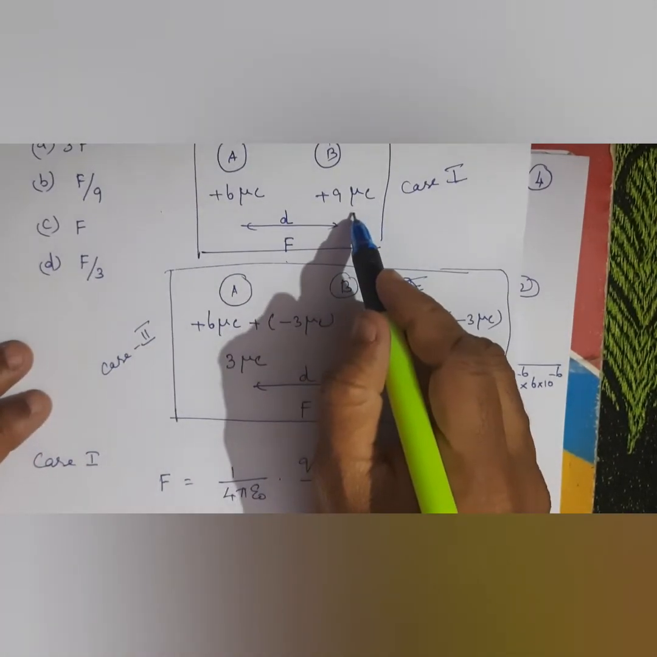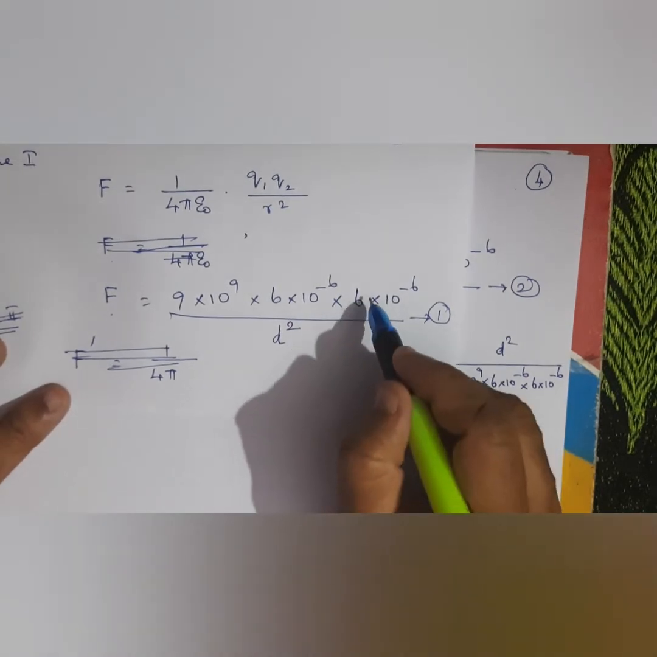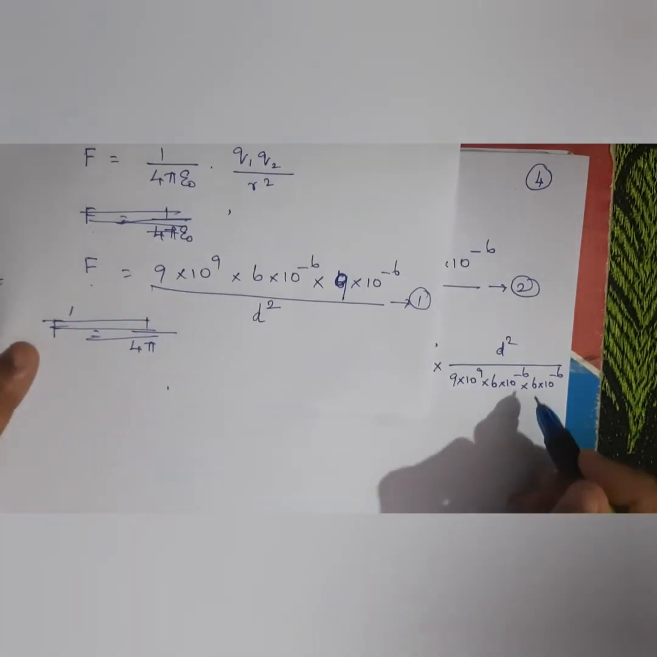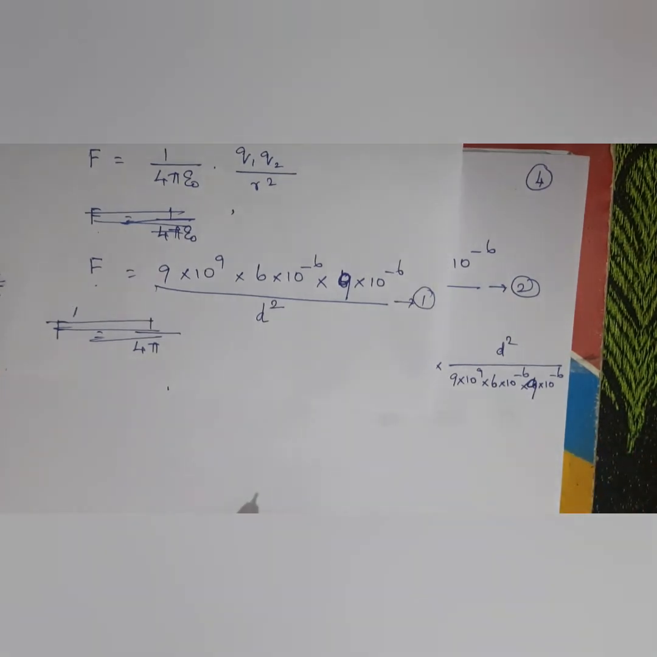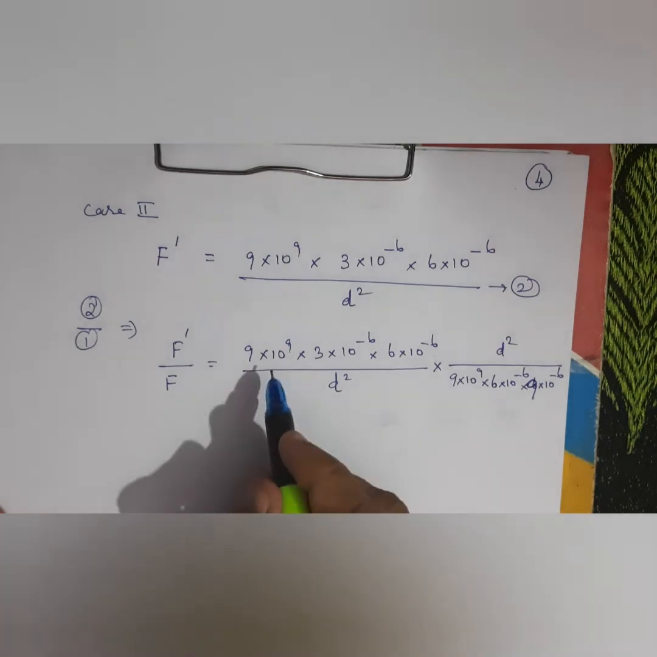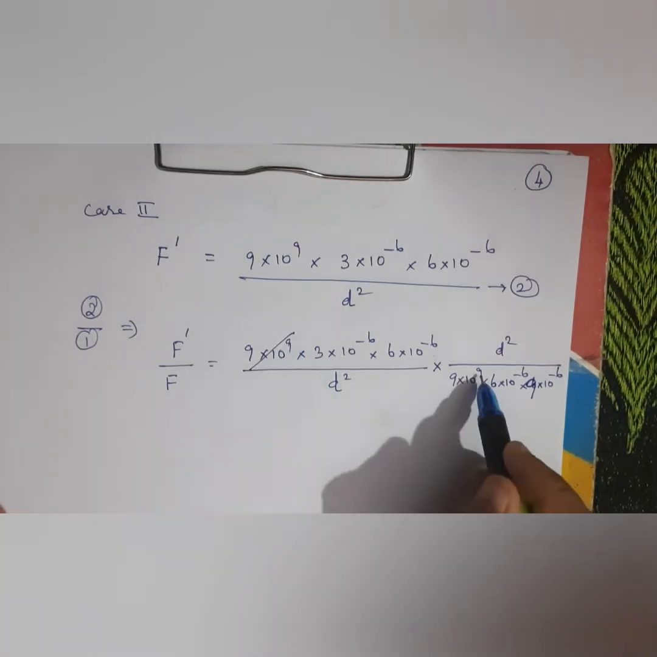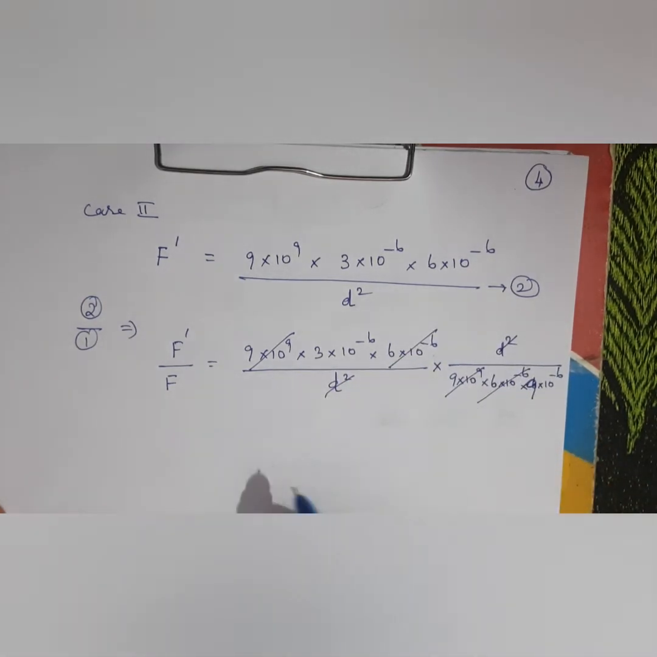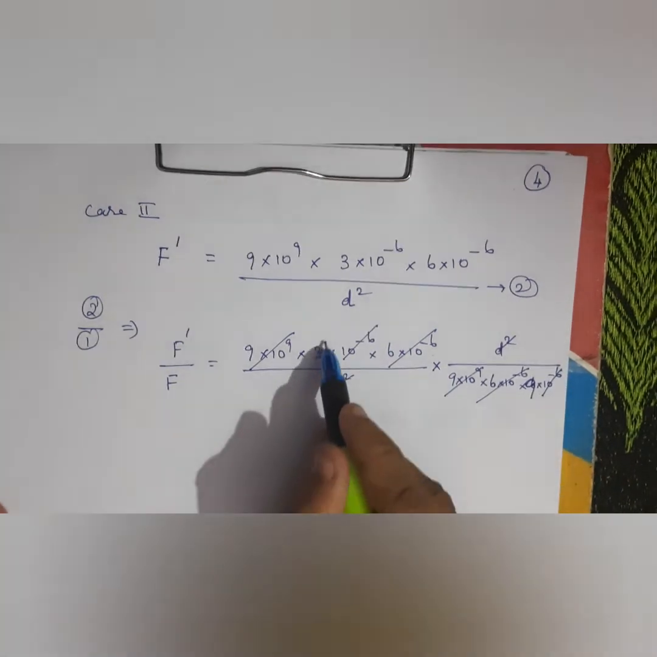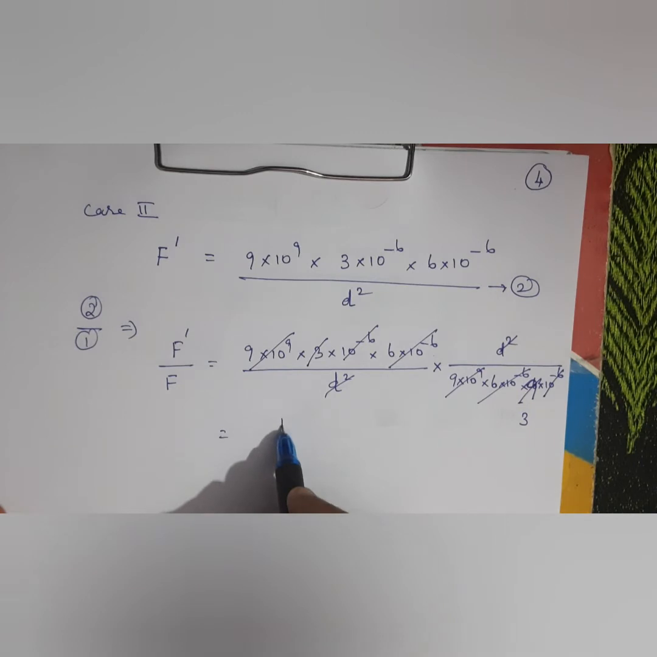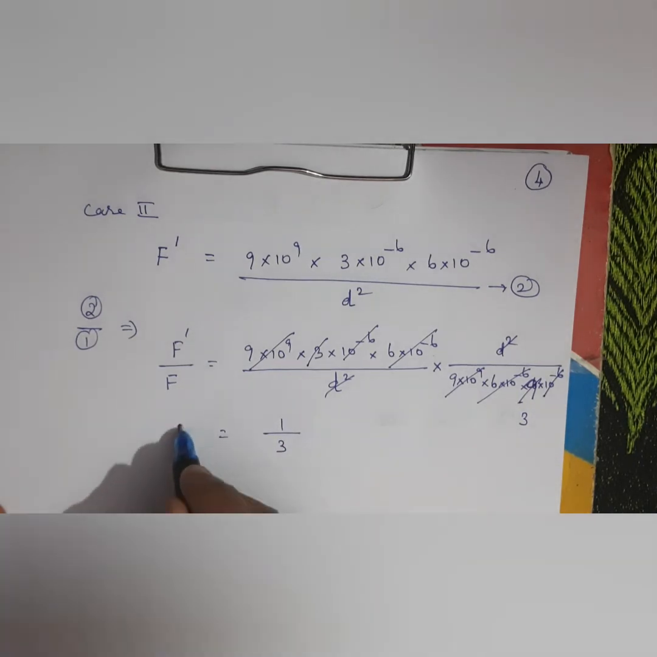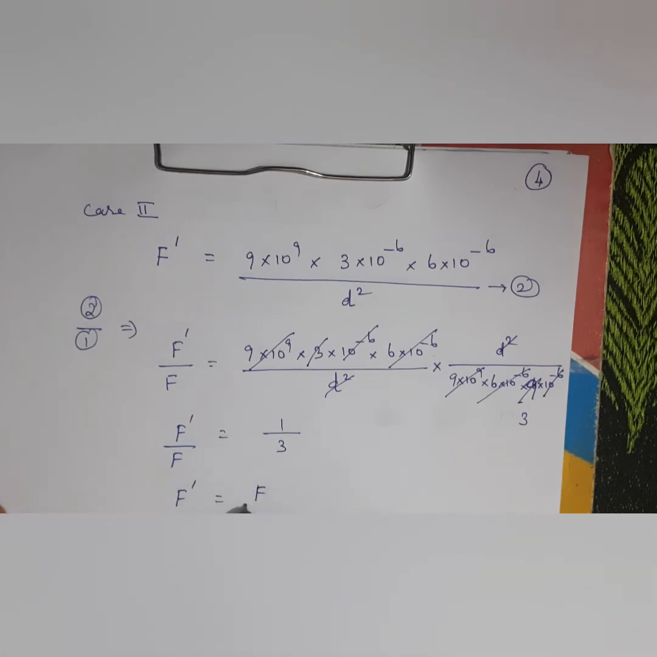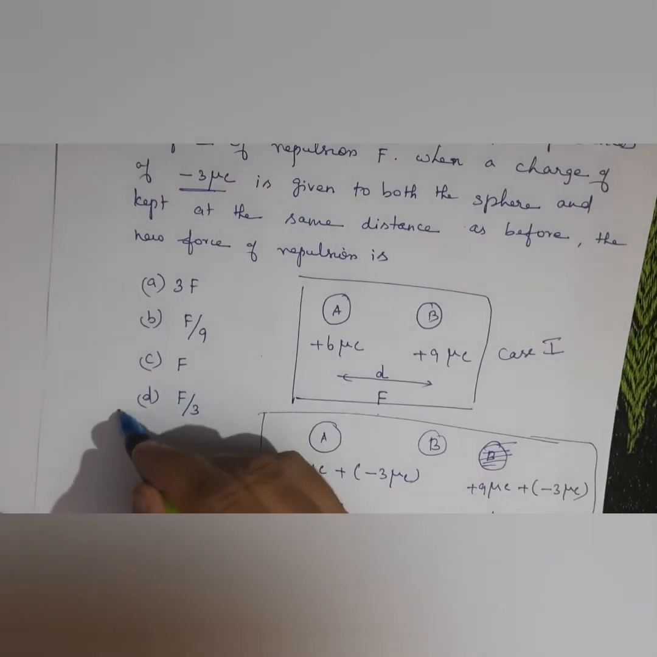Sorry, plus 9 microcoulomb is given. So in equation number 1, 6 is modified by 9. Now you simplify this. So 9 into 10 to the power of 9, d squared is cancelled. Next, 6 into 10 to the power of minus 6 is cancelled. 10 to the power of minus 6 is cancelled. 3, that is a 3. So on the right hand side you get 1 by 3. So F dash divided by F, the new force of repulsion, is F divided by 3. So option D is the correct option.